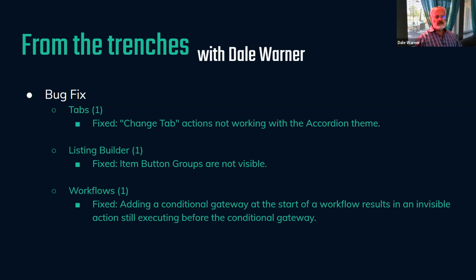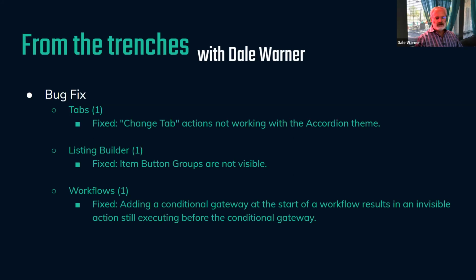So the bug fixes that we have, there's one in tabs. We've fixed the tab change actions not working with the accordion theme. So that's an improvement if you need to use the accordion theme. Within listings, we fixed item button groups not being visible. That was a fix that's useful if you're using button groups.